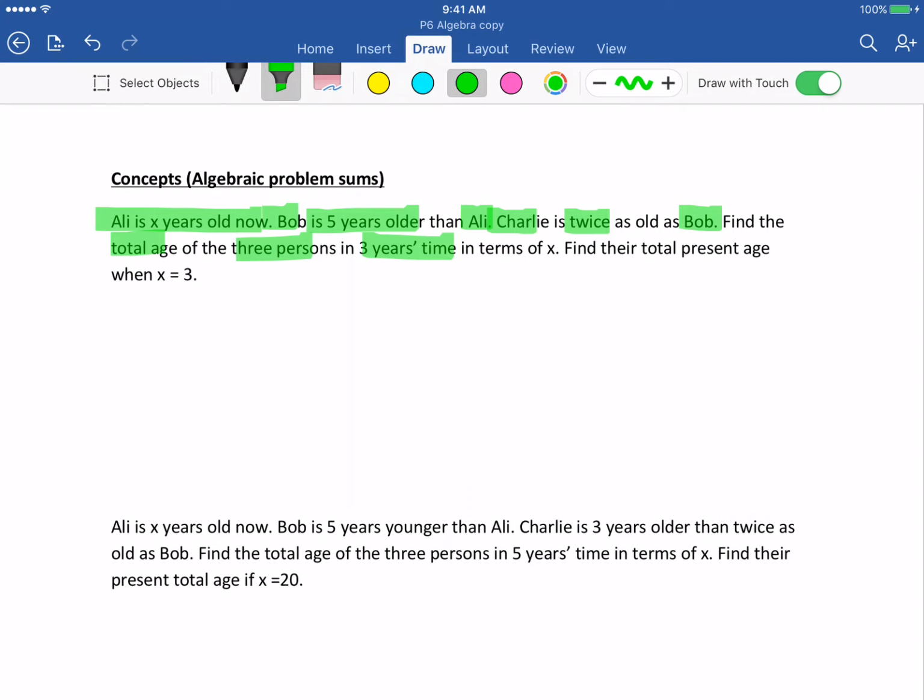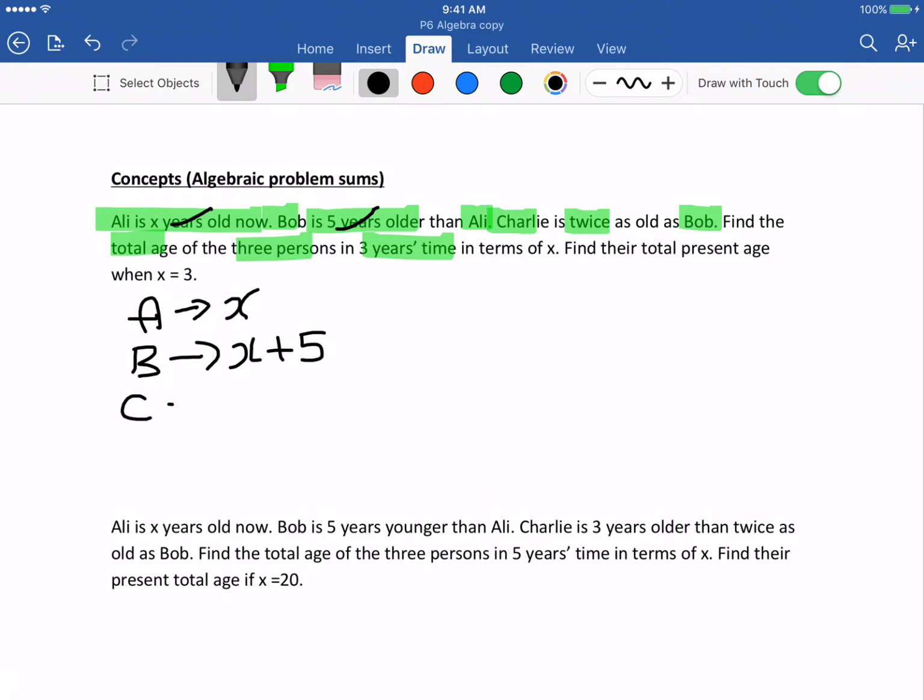So what I need to do is actually just try it out first. There's a lot of clues. So what I need to do is actually to attend clue by clue. A is x. A represents Ali. Okay? We use the first clue. The next one, the question says Bob is 5 years older than Ali. So Bob will be x plus 5.